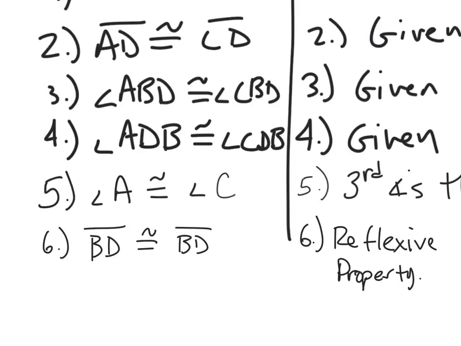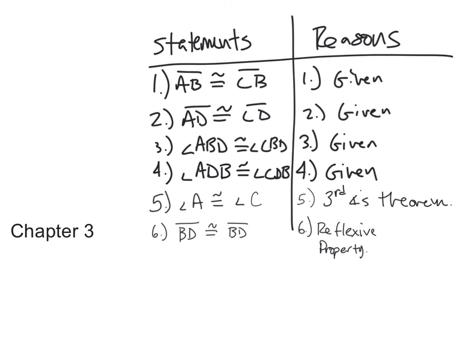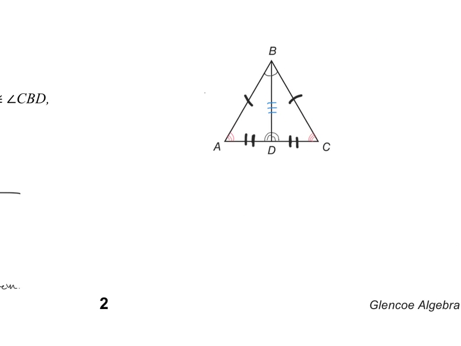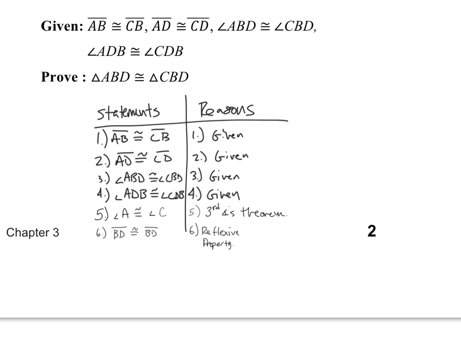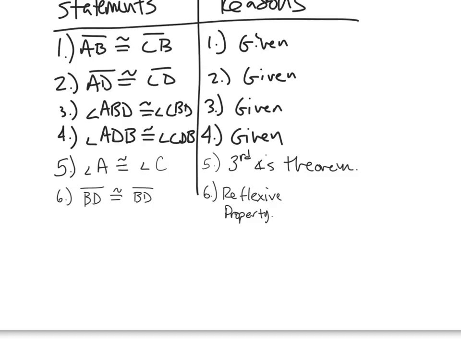Now what we have here is that all of our corresponding parts are congruent. This segment's congruent to that, this segment's congruent to that. I've got that A is congruent to C. I've got that these two angles are congruent and these two angles are congruent. And they share a common side, so that piece is congruent to itself. So I can now make the claim that triangle ABD is congruent to triangle CBD. Let's write that last statement down.